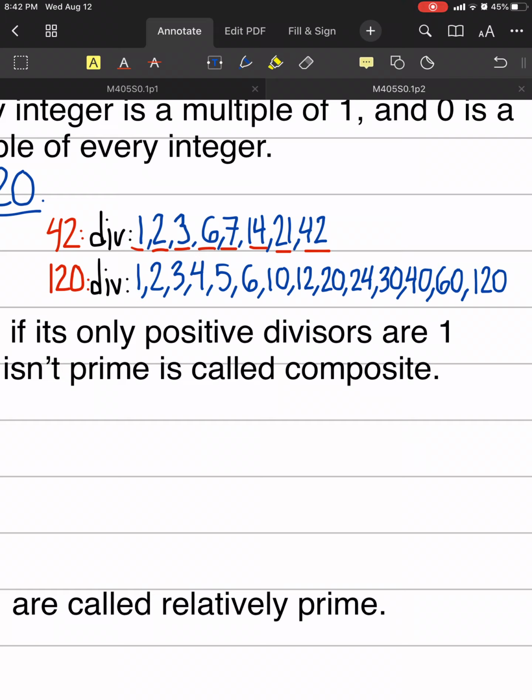7 doesn't go into that. 3 only goes into it once. We don't have any other primes to worry about, so yeah, at that point we should be good. So this is our list now.